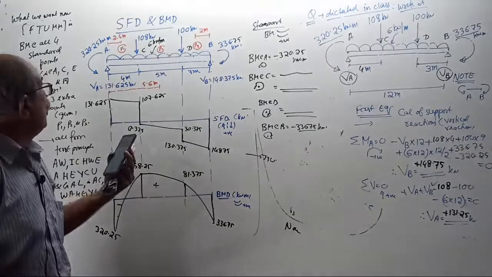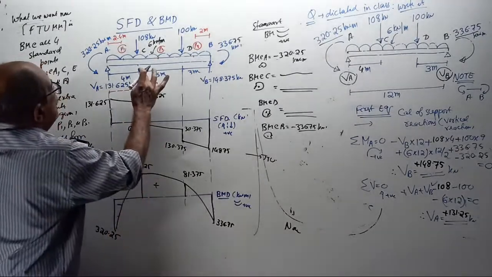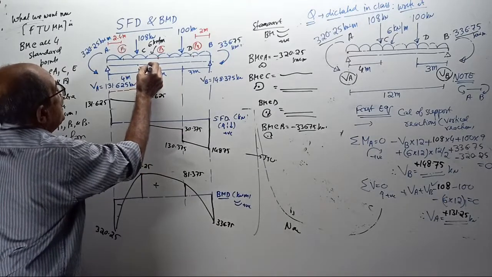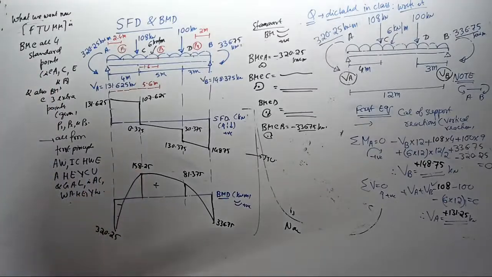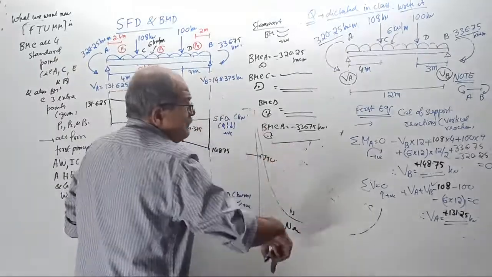P1 I told 2.4. P2 I told from here 5.6. Or from here how much? 1.6. Or from here to here is 1.6. Okay. Yes. Okay. Now, correctly calculate now. Start. Next. Macaulay's method more important.